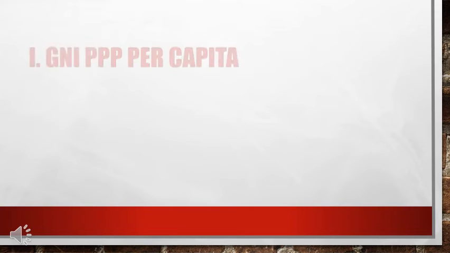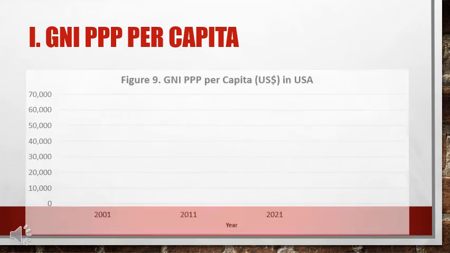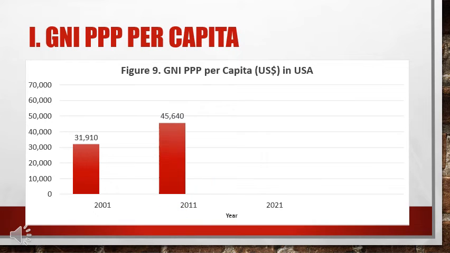So figure 9 shows the GNI/PP per capita in USA. In 2001, USA GNI/PP per capita is $31,910 US. In 2011, it is $45,640 US, and in 2021 it is $66,060 US. It can be noticed that from 2001 to 2021, the GNI/PP per capita is increasing and its growth rate is also increasing.